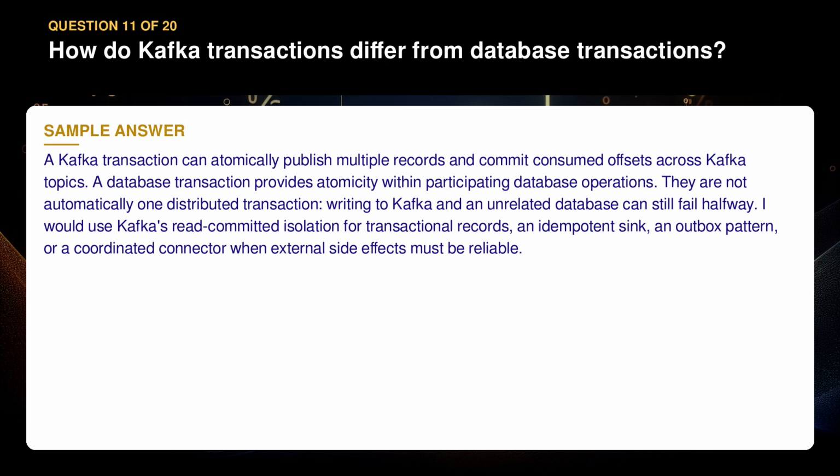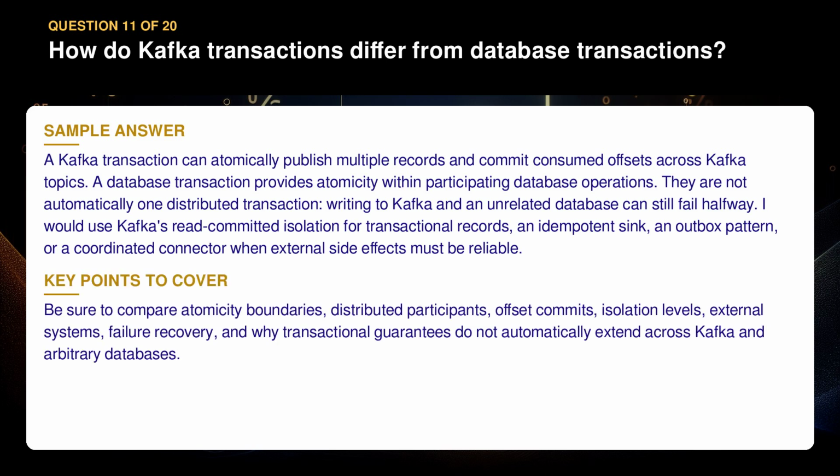I would use Kafka's read committed isolation for transactional records, an idempotent sink, an outbox pattern, or a coordinated connector when external side effects must be reliable. Be sure to compare atomicity boundaries, distributed participants, offset commits, isolation levels, external systems, failure recovery, and why transactional guarantees do not automatically extend across Kafka and arbitrary databases.